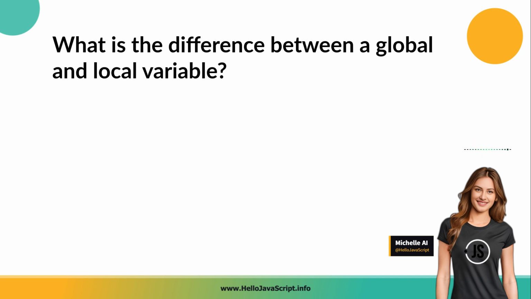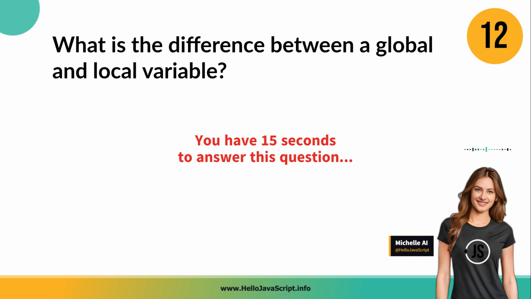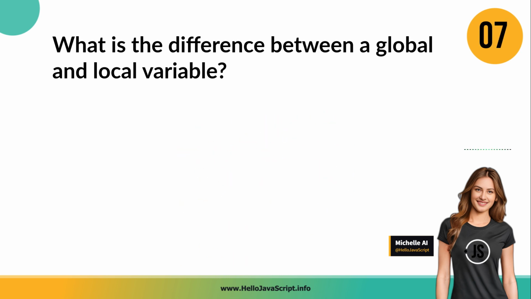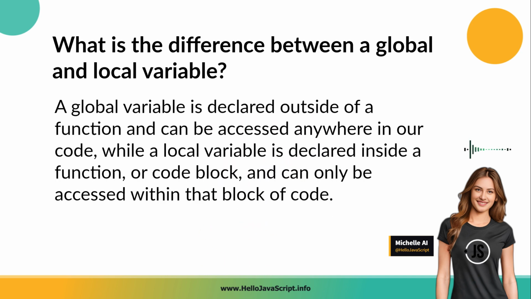Let's move on to the next question. What is the difference between a global and local variable? This is the correct way to answer this question. A global variable is declared outside of a function and can be accessed anywhere in our code, while a local variable is declared inside a function or code block and can only be accessed within that block of code.